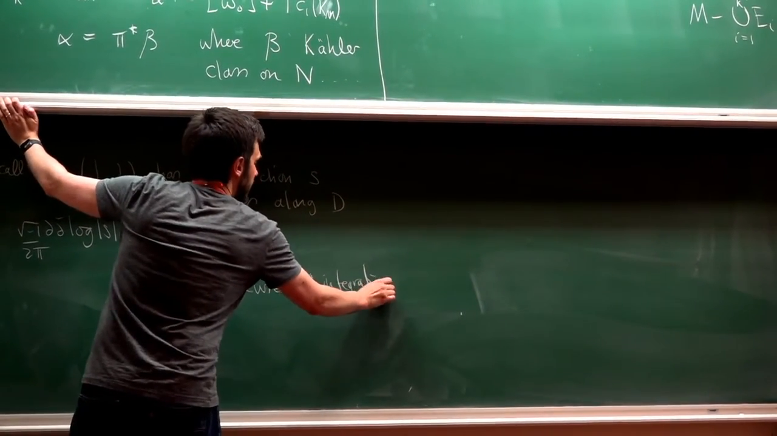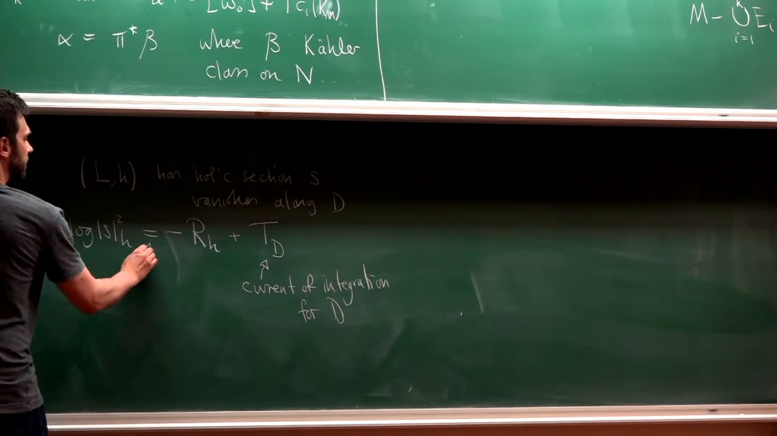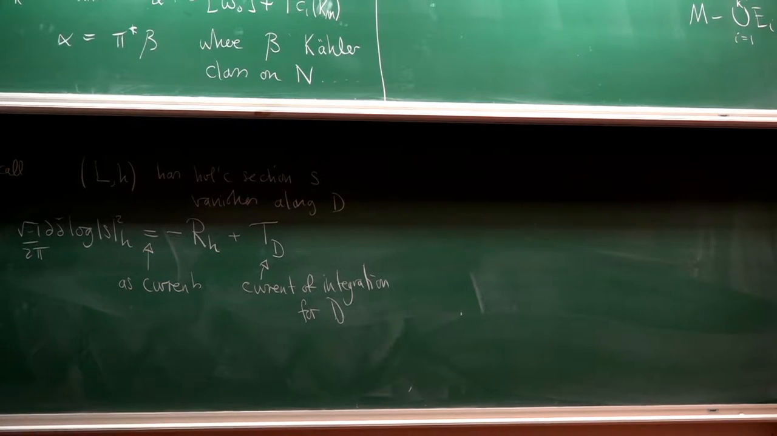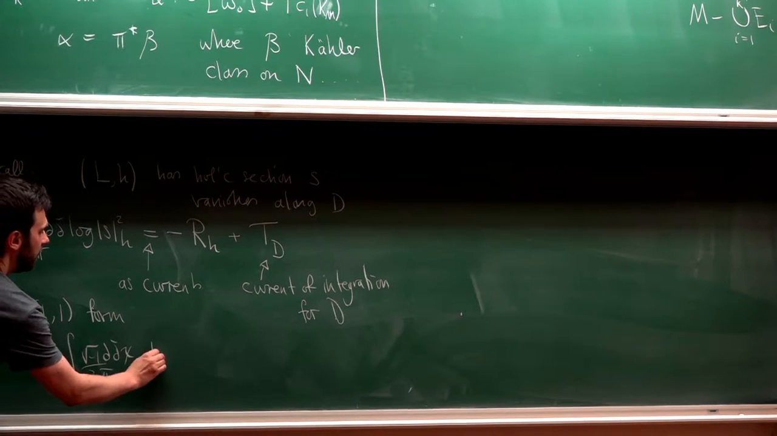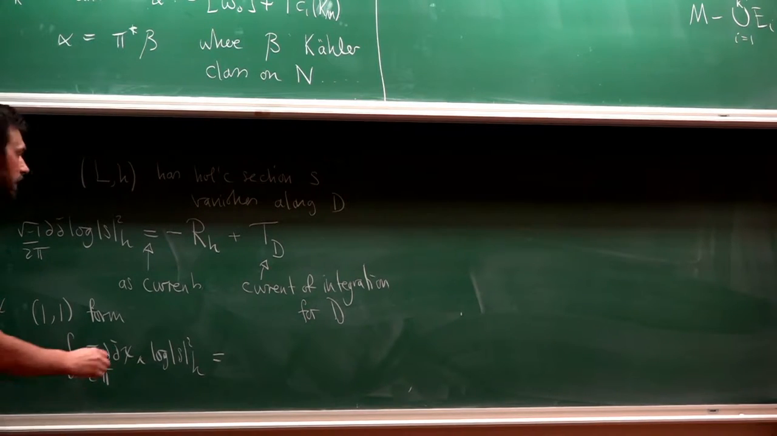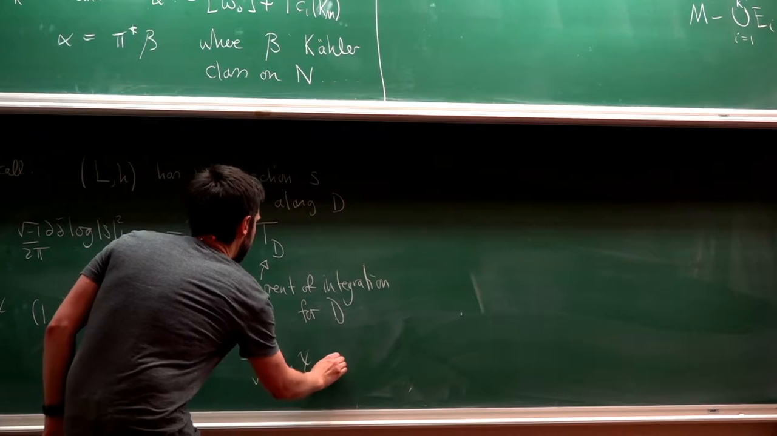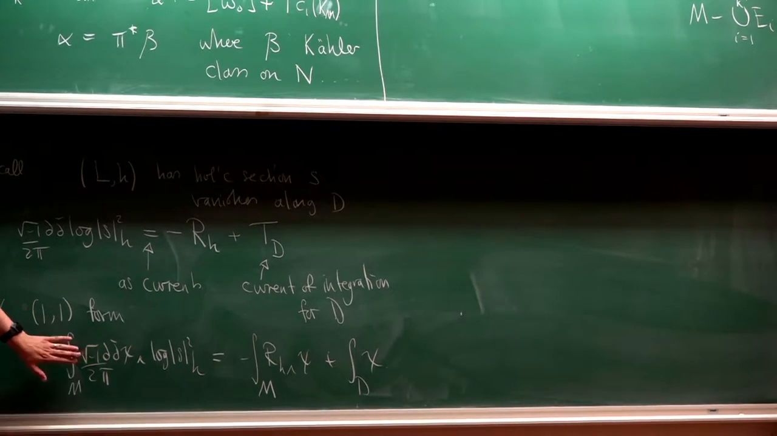Here D is an analytic cycle, and this is true as currents. What do I mean by that? Well, this is an L1 function. You can always differentiate L1 functions in the sense of currents. What it means is, if you take psi to be any smooth (1,1) form, then this equality says that if you integrate dd bar psi wedge log of the norm of s squared h, that's the definition of differentiating an L1 function. You have to put the dd bar on the other side. This is just minus the curvature of h wedge psi plus the integral over D of psi. And in the case where psi is closed, this just vanishes.